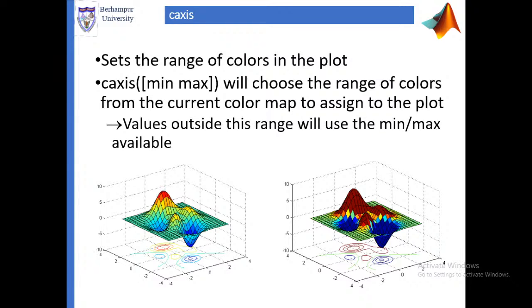Finally, we will go to caxis. This sets the range of color in the plot. You may not find it useful right now in the beginning, but as you keep on increasing your practice, you will find it useful. caxis min max. This will choose the range of colors from the current color map to assign to the plot. So values outside this range will not be used. It will use only the values which are within the range min max available. Accordingly, it will be plotted.